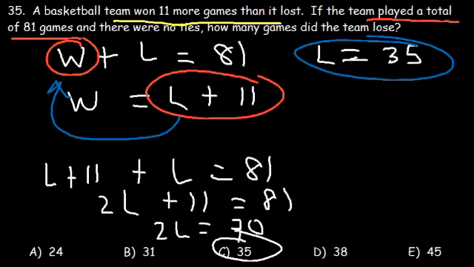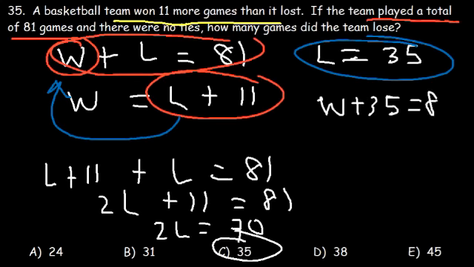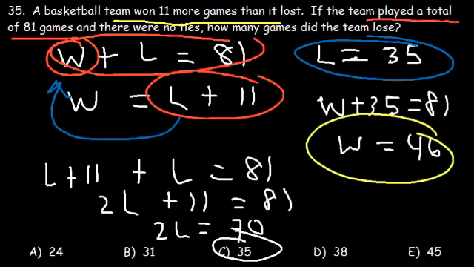If you want to find how many games were won, you can use the first equation. So W plus L is 81, so W plus 35 is equal to 81. And 81 minus 35 is 46. So notice that 35 plus 46 adds up to 81, and 46 is 11 more than 35. So this is the answer for W and L, because at those values, equation 1 and equation 2 are true. But C is the right answer, because we're looking for the number of games that the team lost.